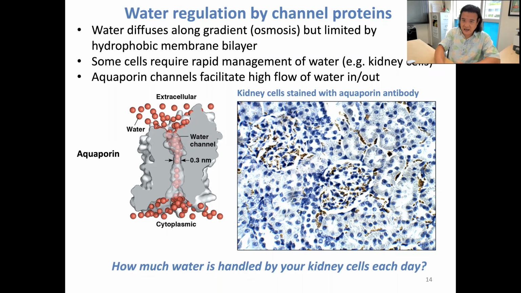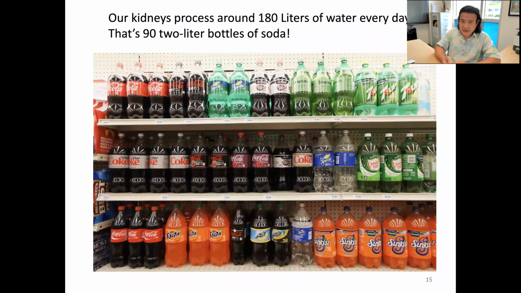It's an astounding amount. Our kidneys process around 180 liters of water every day. That's way more than the 4 to 6 liters of blood you have. And you say, well, I don't get that, because that's way more than our total blood. Yeah, it's because they're constantly going. So it filters the blood over and over and over again. So that's the equivalent of 90 2-liter bottles of soda that your kidneys are filtering every single day.